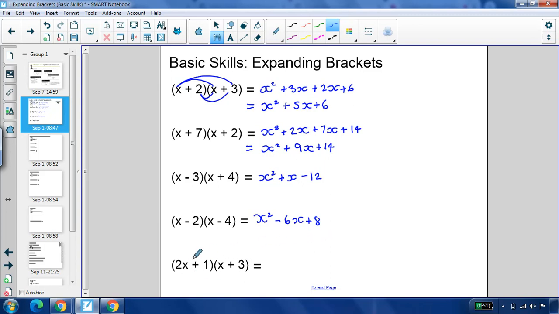Let's move to this one. Now, the coefficient of this x is 2 now, so just be careful here. I'll have 2x squared plus 6x and then add another x. So that's going to be 7x, and then I'll have add 3.